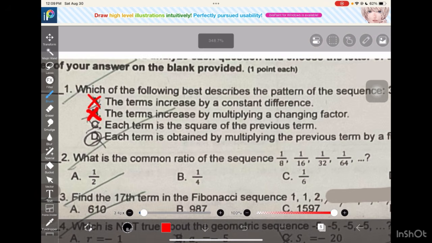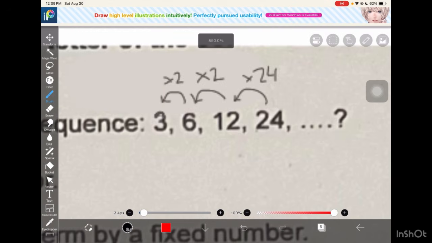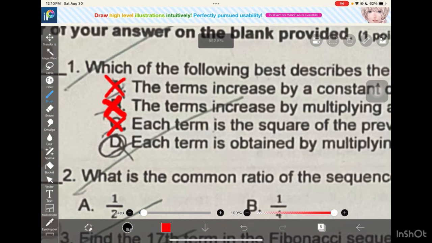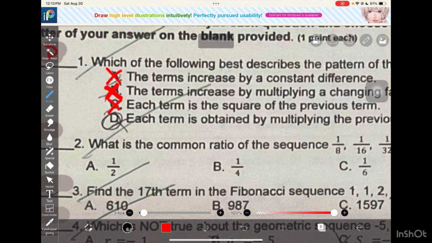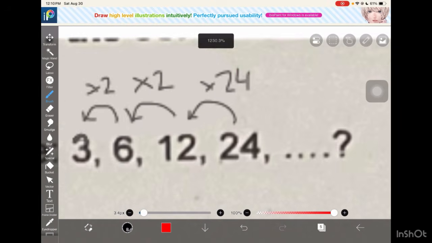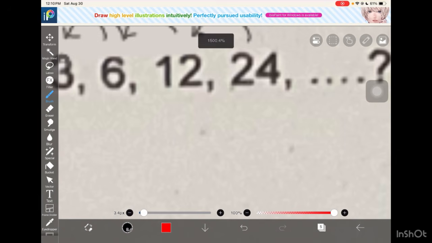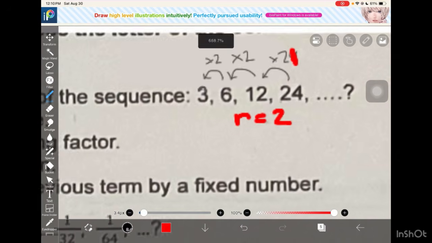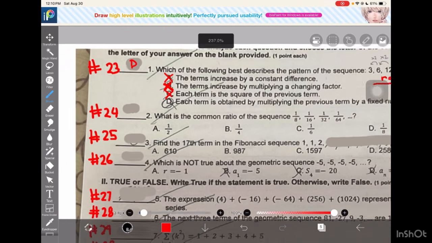And then letter C is each term is the square of the previous term. But as you could see just by looking at it, these are not perfect squares. So these are false. So it only leaves us with our answer, letter D: each term is obtained by multiplying the previous term by a fixed number, which is times 2. And this times 2 is called your common ratio. We'll be using that in number 24.